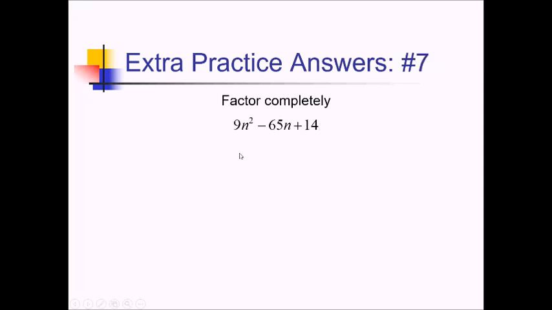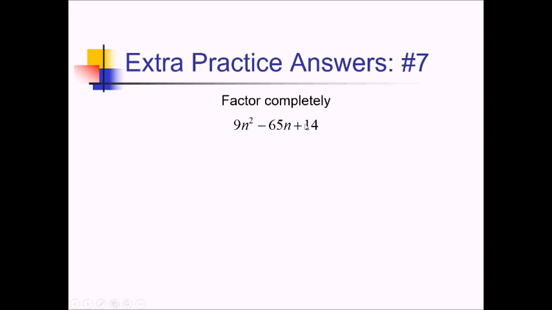For this problem, trying to factor this, I notice that my a value out here is not 1. So let me see here. If I can take out a common factor, that would be the best case scenario. But it doesn't look like there's any common factors I can take out between 9, 65, and 14. Next, I look for perfect square sandwiches. 9n squared is a perfect square, but 14 is not. So I can't use any of those special factor or special product shortcuts. So all I can do now is the AC method or guess and check.